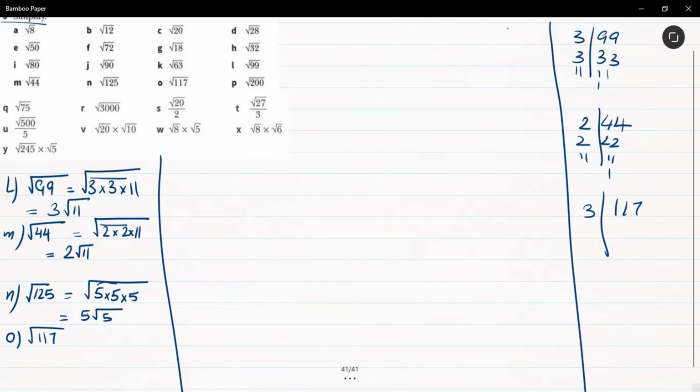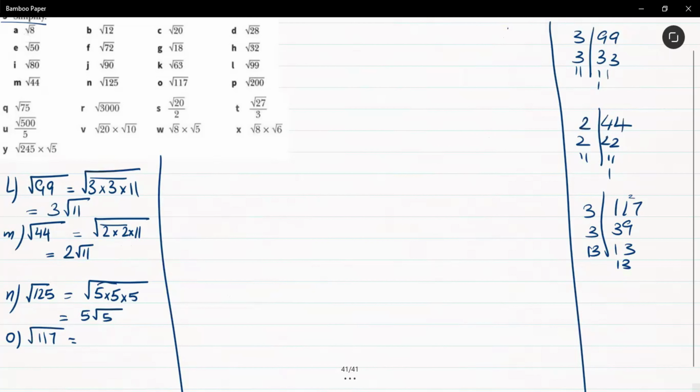What is 117 divided by 3? 39. 3 3s are 9, and 2 7s, yeah, 39. 3 1s are 3 and 3 3s are 9. And well, 3 is actually a prime factor, so we are going to write it as it is.